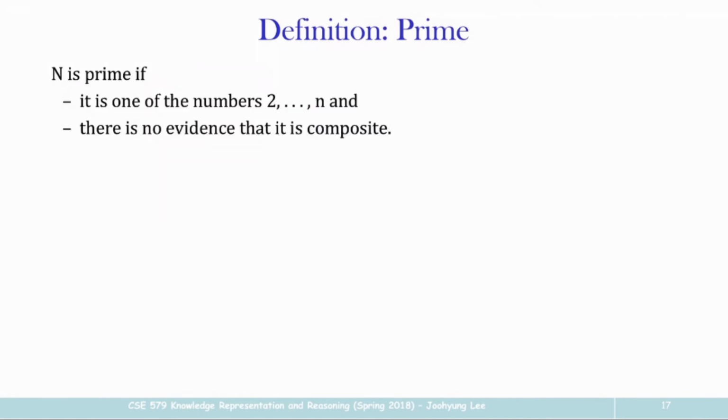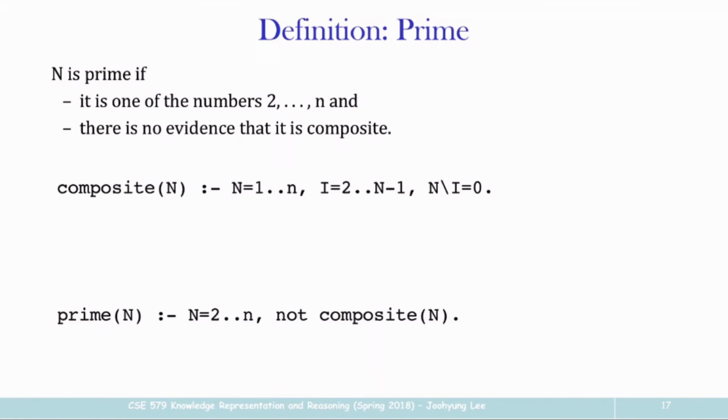Another thing, prime. So we saw this before. N is prime if it is a number starting from 2 to n, and there is no evidence that it is composite. Okay, so this was the definition that we saw before. I'm not going to repeat this. We first defined composite, and then defined prime. So prime was defined in terms of composite, and we use this negation as failure.